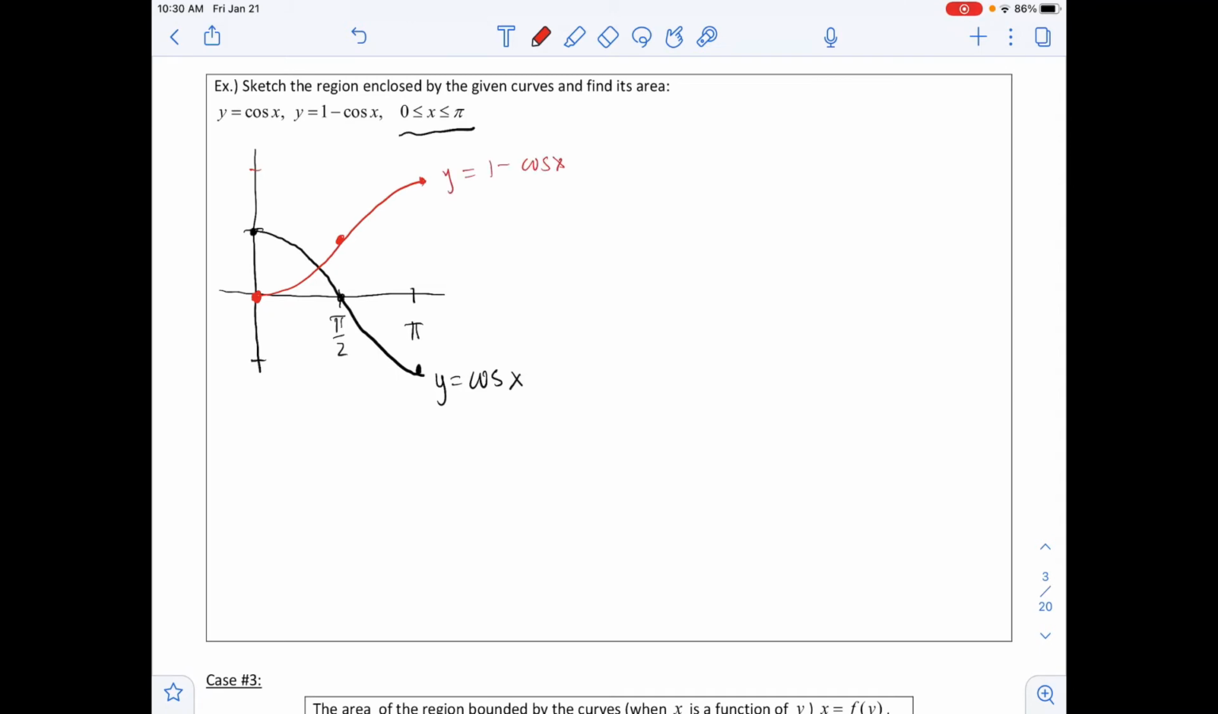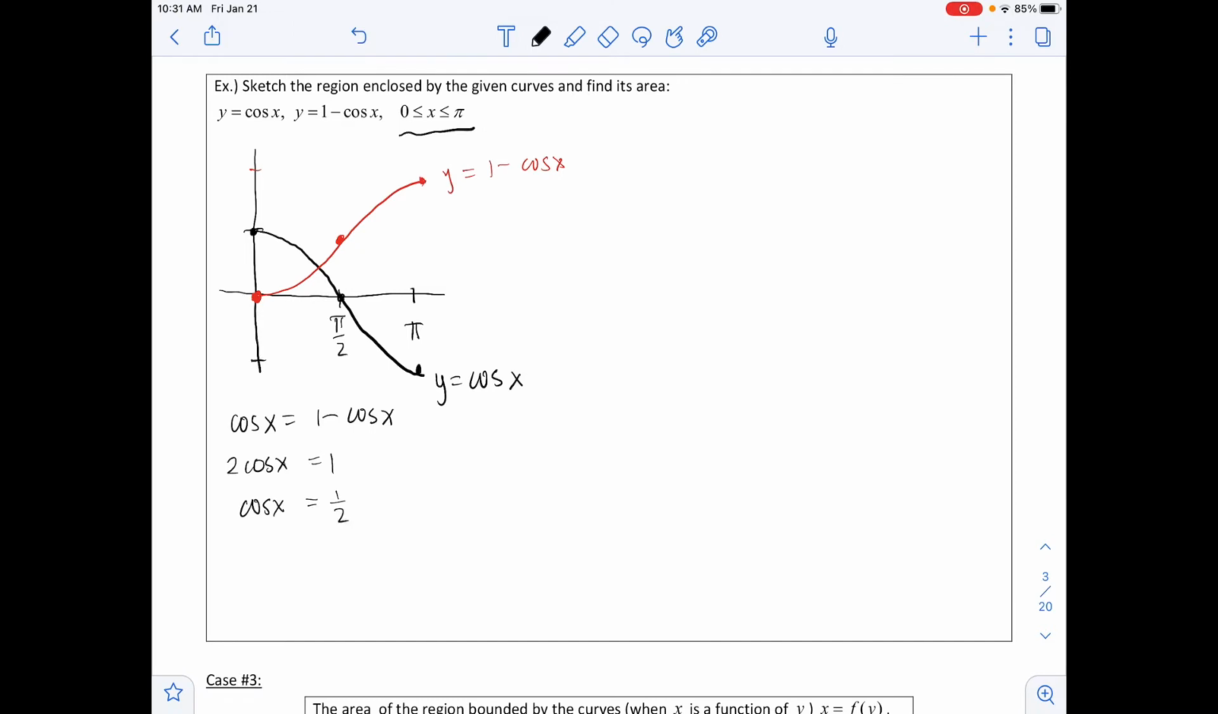So I notice on here that these two curves are going to intersect. And they intersect at a point that looks like a little bit smaller than pi over 2. So to determine exactly what that value is, we're going to go ahead and set these two curves equal to each other. So we have cosine of x is equal to 1 minus cosine of x, to figure out the value where those two curves intersect. So solving this, I'm going to move my cosine over to the other side. So I have 2 cosine of x equals 1, or cosine of x is equal to 1/2.